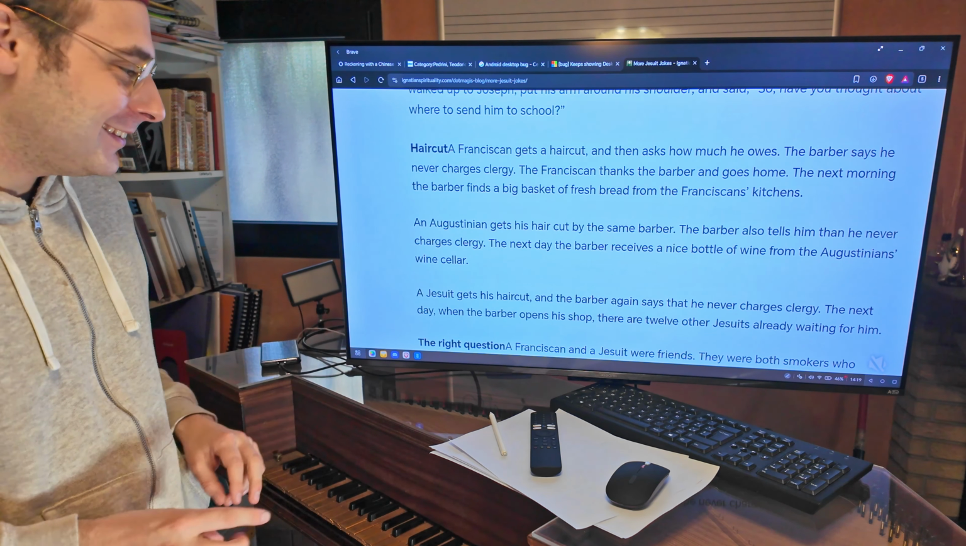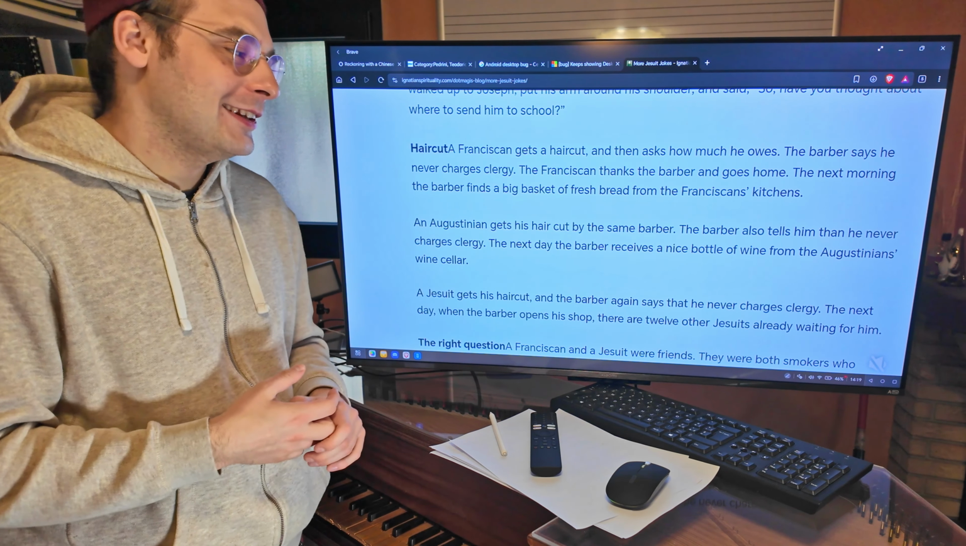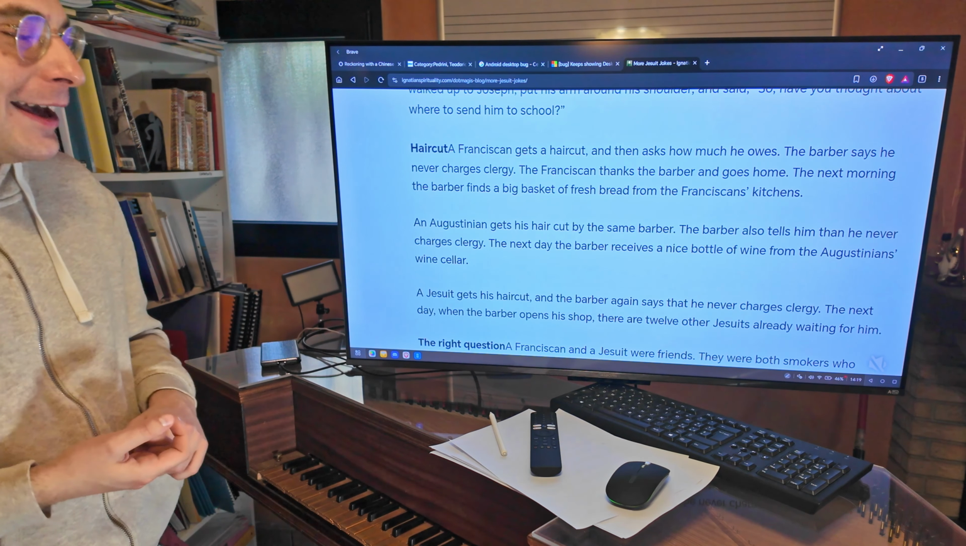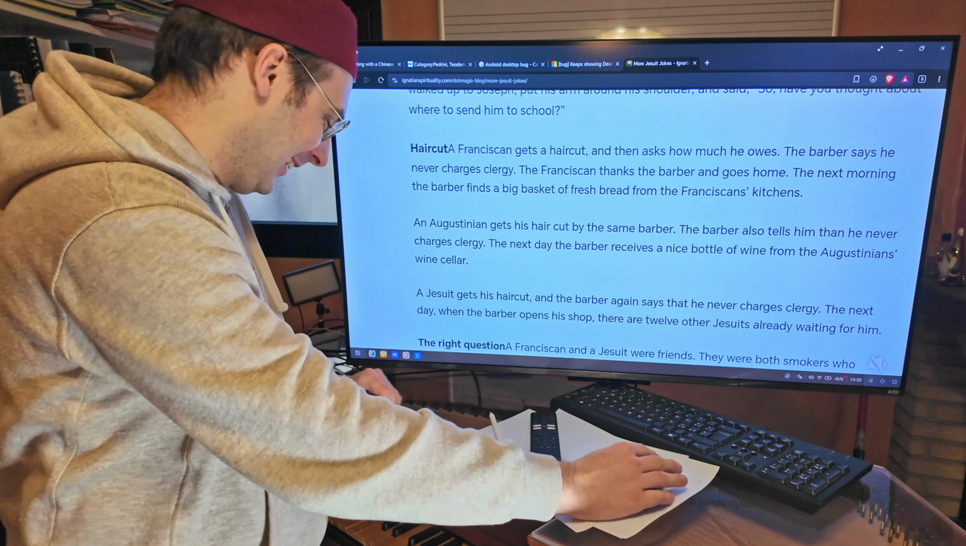A Jesuit gets his haircut, and the barber again says that he never charges clergy. The next day, when the barber opens his shop, there are 12 other Jesuits already waiting for him. Now, the right question, let's see. How many? 1, 2, 3, 4, 5. No, too many. Only this one.